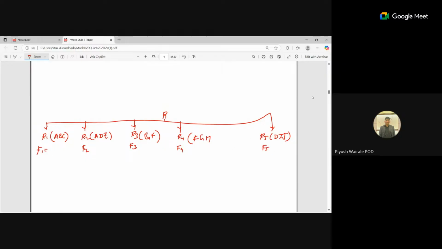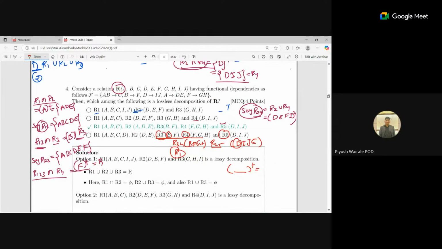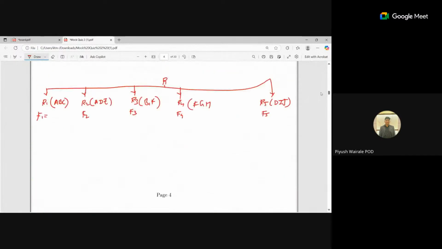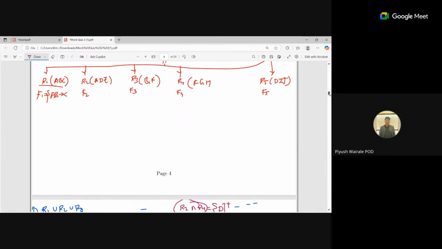Okay. How can we write it down? So for R1, which functional dependency is applicable here? Can you check? AB to C. Any other functional dependency here? No, sir. So you can see AB determines C. So all the attributes are present in R1. So we can directly say AB determines C is applicable to this R1 here. We can write it down in F1, right?